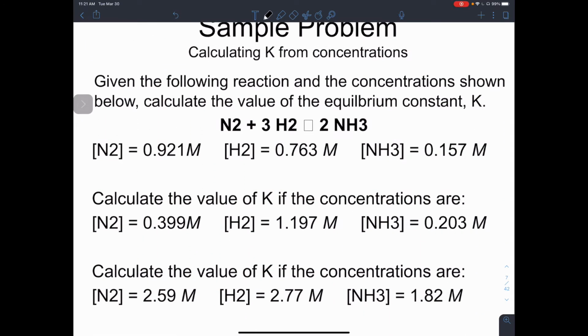Now we're going to try some sample calculations where we actually plug in values to solve for the equilibrium constant quantitatively. Products over reactants. The superscript, remember, is the coefficient 2. Now I'll plug in the given values. Don't forget my units.